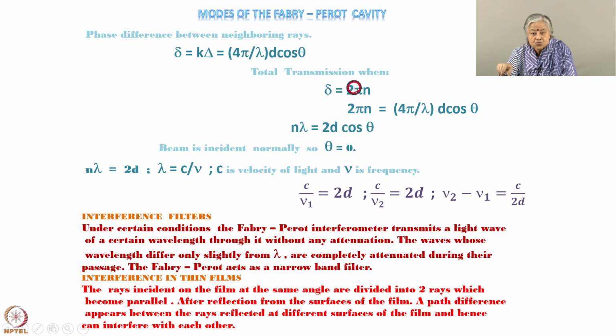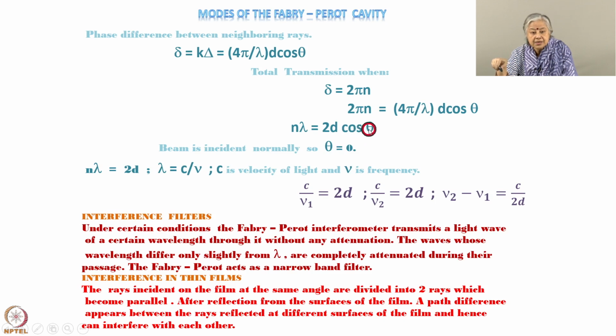When the phase is 2 pi n, where n is an integer, 2 pi n is equal to 4 pi by lambda d cos theta. That also we have seen. So if you combine these equations, n lambda is equal to 2d cos theta. This is just some bit of jugglery from the previous slides. I start off with the phase difference between neighboring rays, and I come to this: n lambda is equal to 2d cos theta.